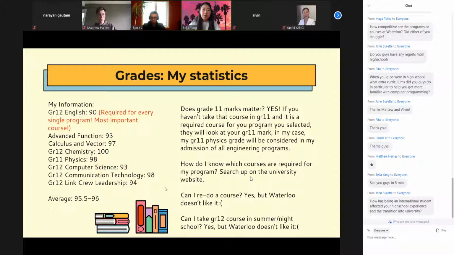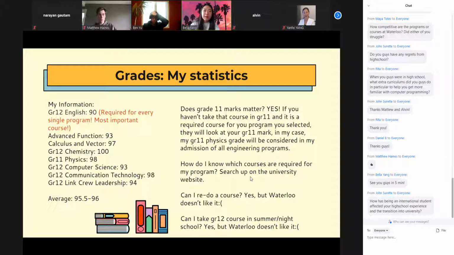So I wanted to be transparent in terms of my grades. So here's all the grades that I have. And my overall average right now is 95.5 to 96. But keep in mind, this is only the average that I have right now.